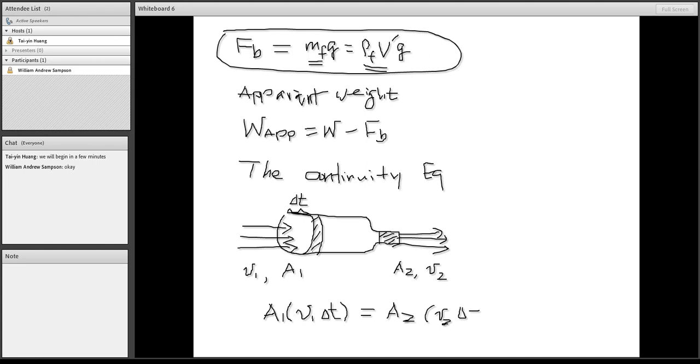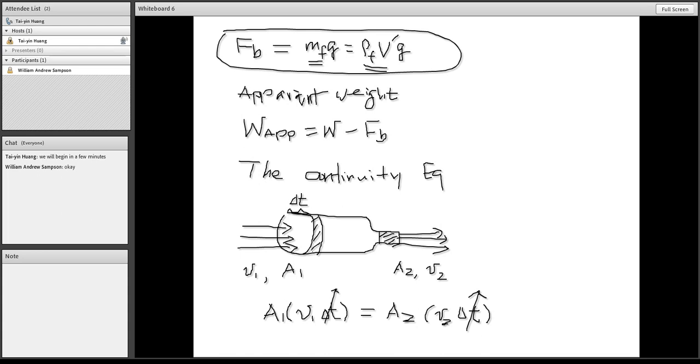So in other words, area times the distance gives you the volume. How do you account for the distance? The distance will be velocity times time. So if you look at this within the same time interval, delta t, this goes away, this goes away.